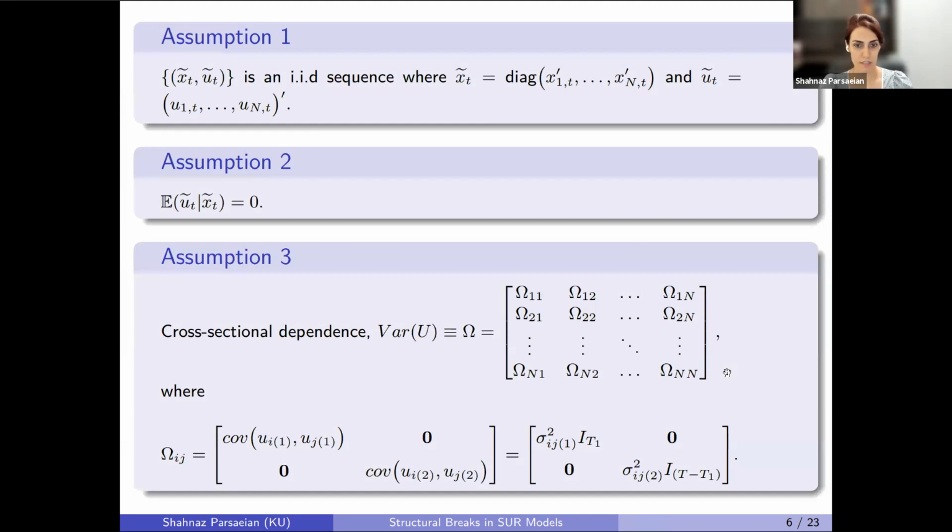So, some assumptions that I made. The first two assumptions I made in order to have the central limit theorem hold. And the third assumption is related to the error term, that we have cross-sectional dependence. So basically, individual i and individual j are correlated with each other. So we have variance heteroscedasticity across the regime, but over time, they don't have any correlation.